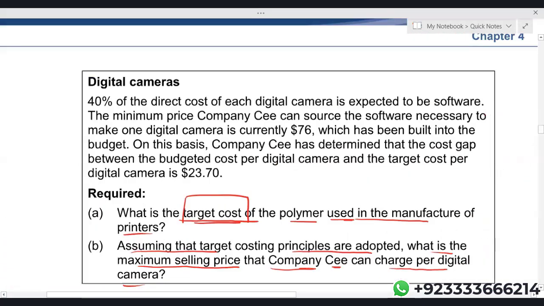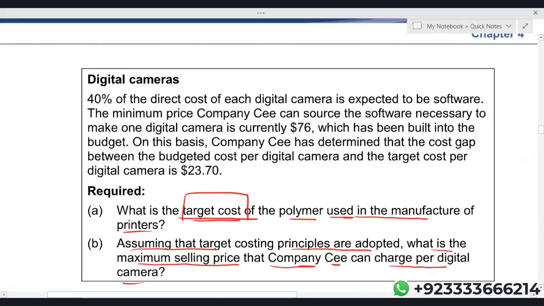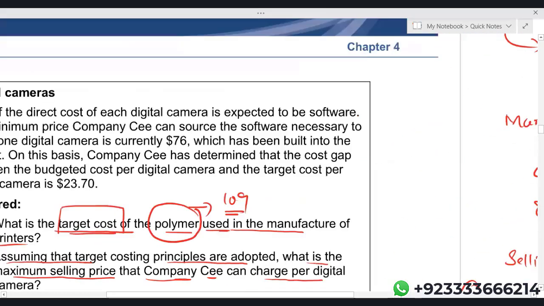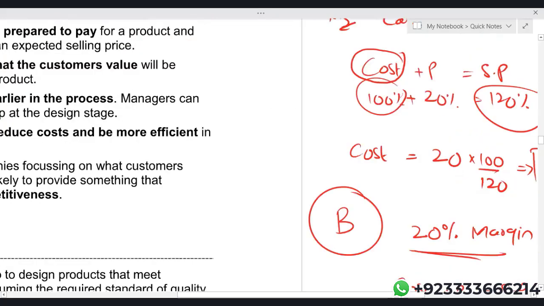They're asking, what is the target cost of the polymer? The target cost of the polymer we have calculated is 109. Assuming target costing principles are adopted, what is the maximum selling price company C can charge per digital camera? So let's first deal with A properly.